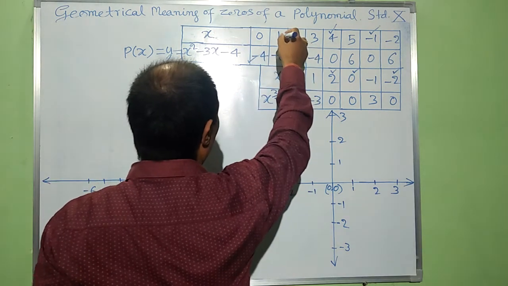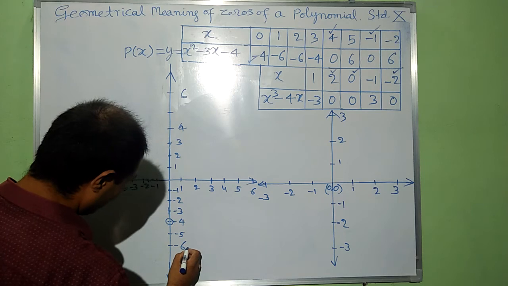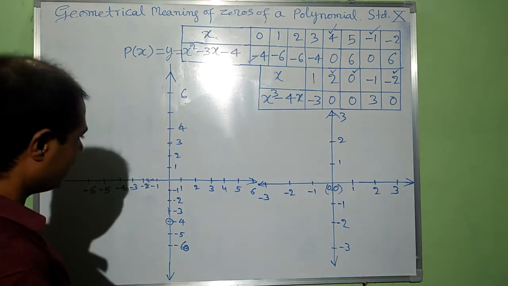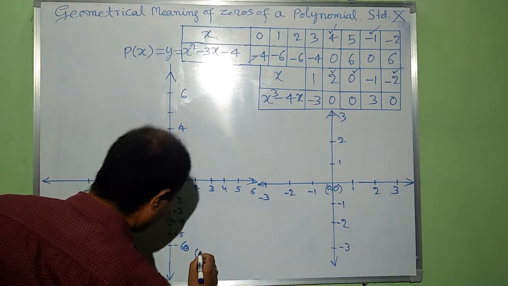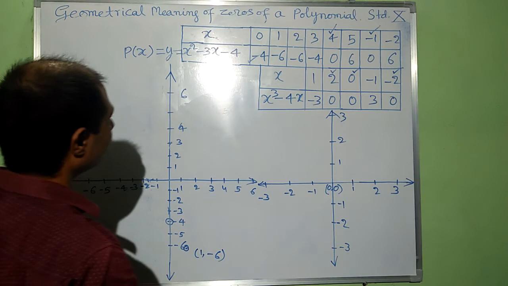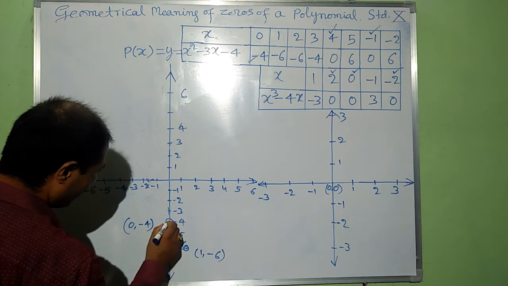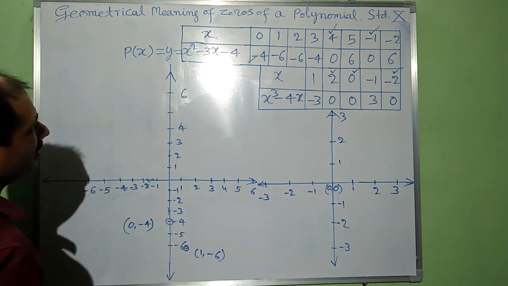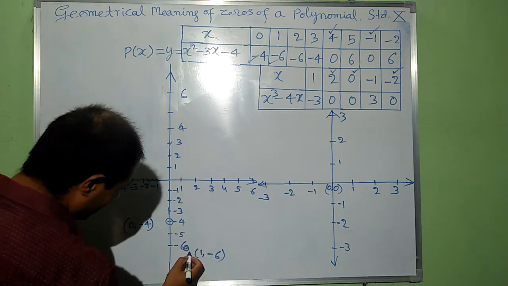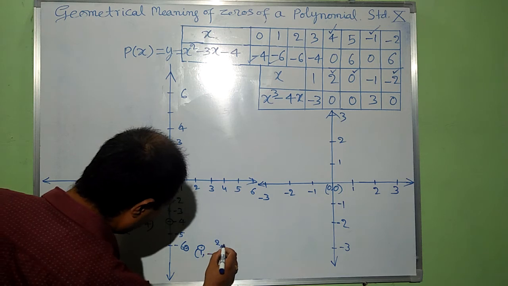Now x is 1, then y is minus 6. This point. Then x is 0, y is minus 4, this point. After that, x is 2, y is minus 6, this place.